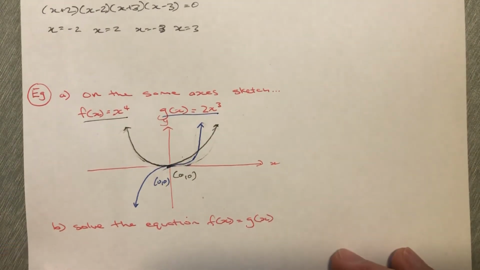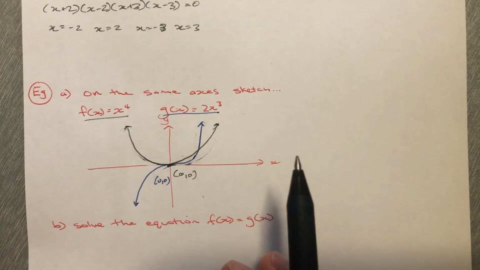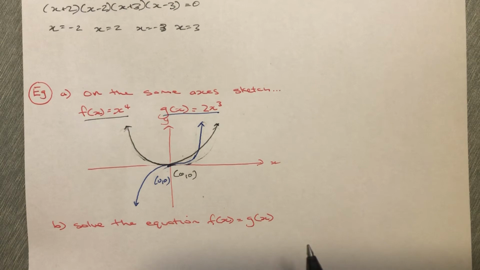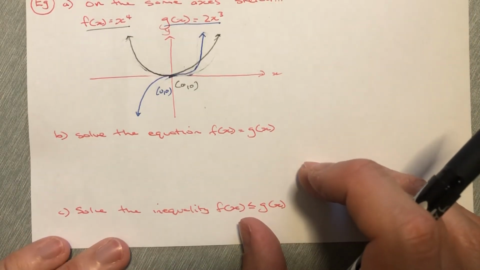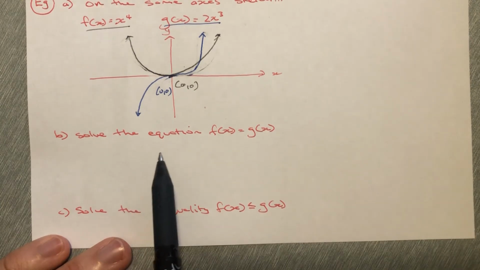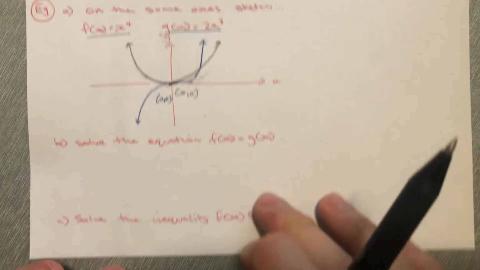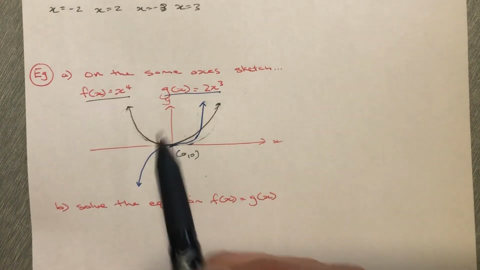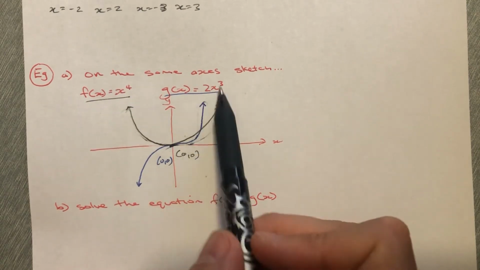Now, it's a good idea if you guys sketch both of these in your CAS just to make sure they're in the right spot. But that should be it. I know it looks a little bit wonky, but that's the general kind of shape that you're going to have. Now, the next part has told us to solve the equation f of x equals g of x. So they've tried to... They're making us have this equals that.